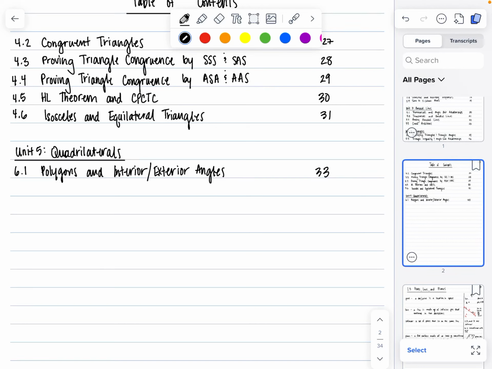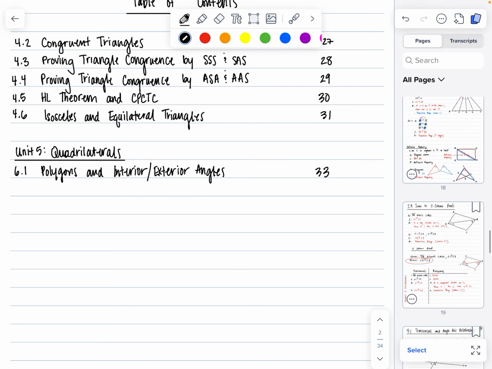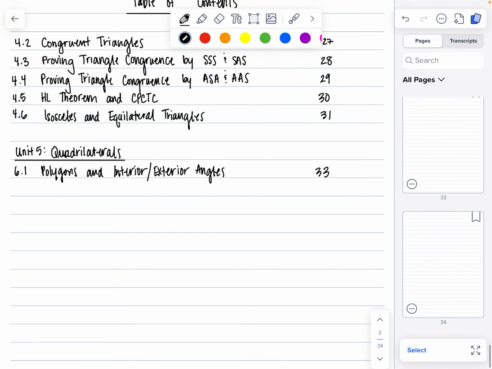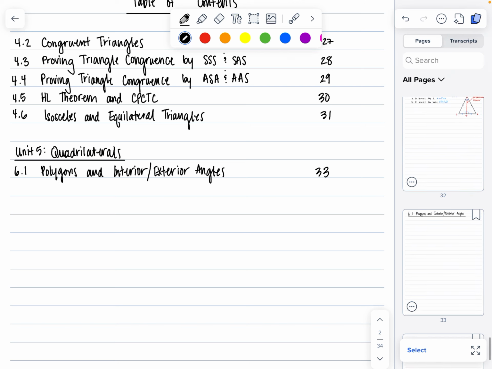Hello and welcome to our new unit. We're going into quadrilaterals, so this is our first lesson in it. It's going to be on polygons and interior and exterior angles, and how we navigate how many degrees are in each polygon, how you could navigate pretty much any polygon, the sum of interior angles and exterior angles.